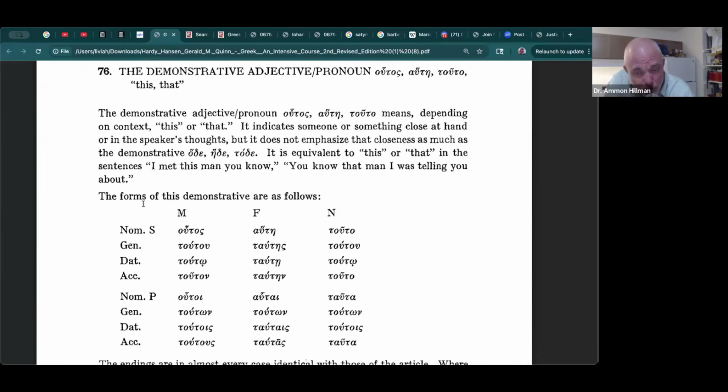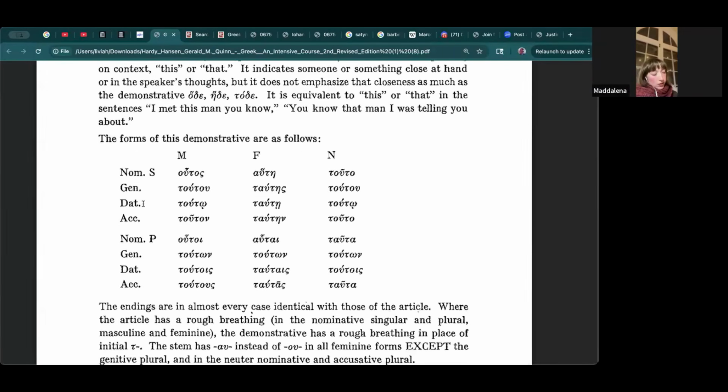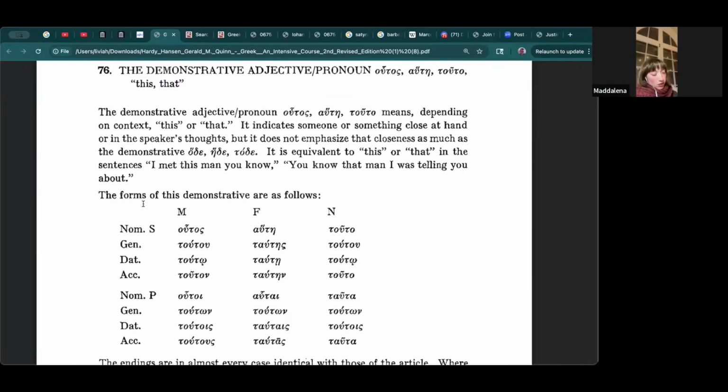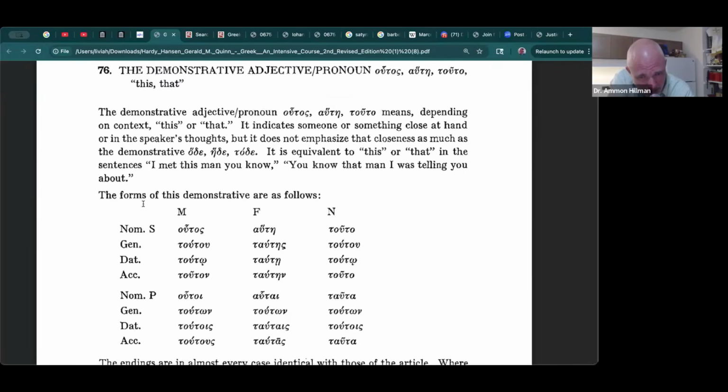Houtos, haute, touto. Right, and this one is extremely common. And they tell you, depending on the context, it can mean this or that. It indicates someone or something close at hand or in the speaker's thoughts, but it does not emphasize that closeness as much as the demonstrative hode, hede, tode. All right. So is it a this? Yes, it is, but it's not so much of a this right here as hode is. Right? Hode is this thing right here that I've got in my hand. Look, see, I'm holding it.